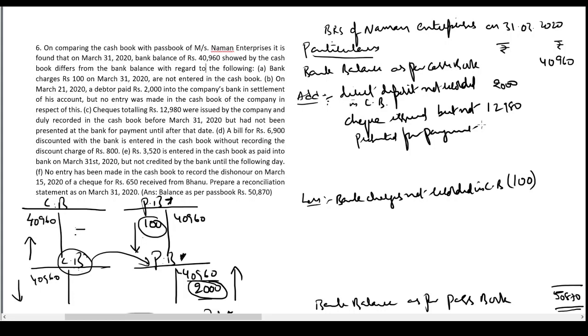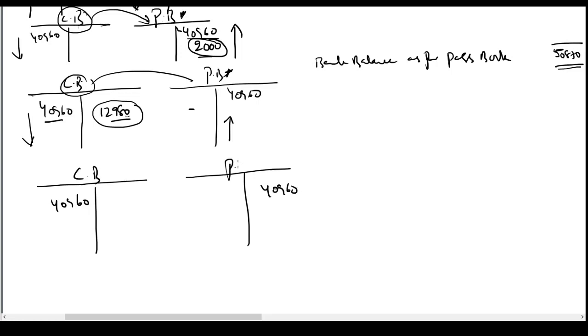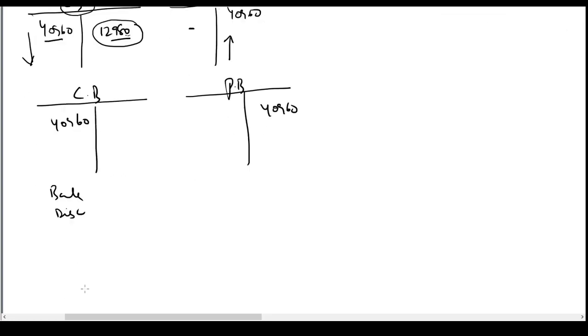of rupees 800. So when we discount a bill with a bank, what is the entry we should pass in our books? I'll tell you that also. When we discount a bill, we pass the entry bank account debtor, discount account debtor to bills receivable.